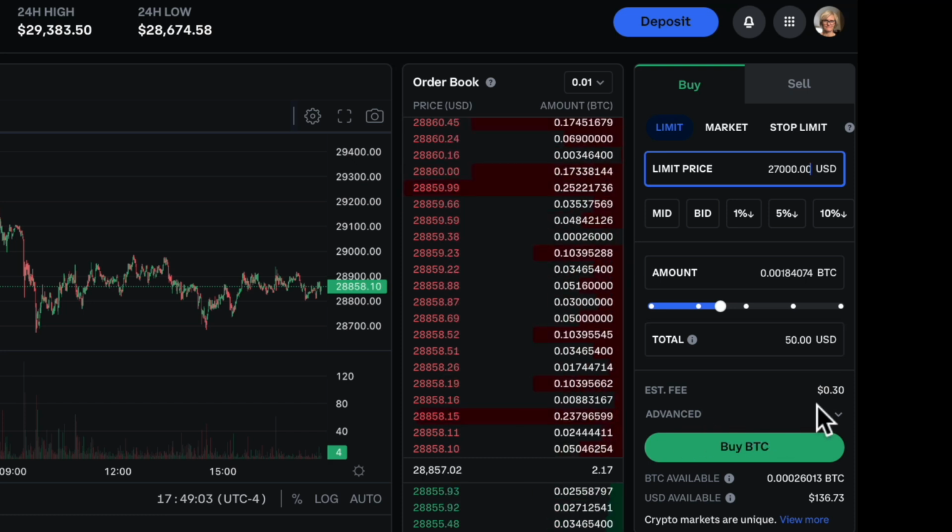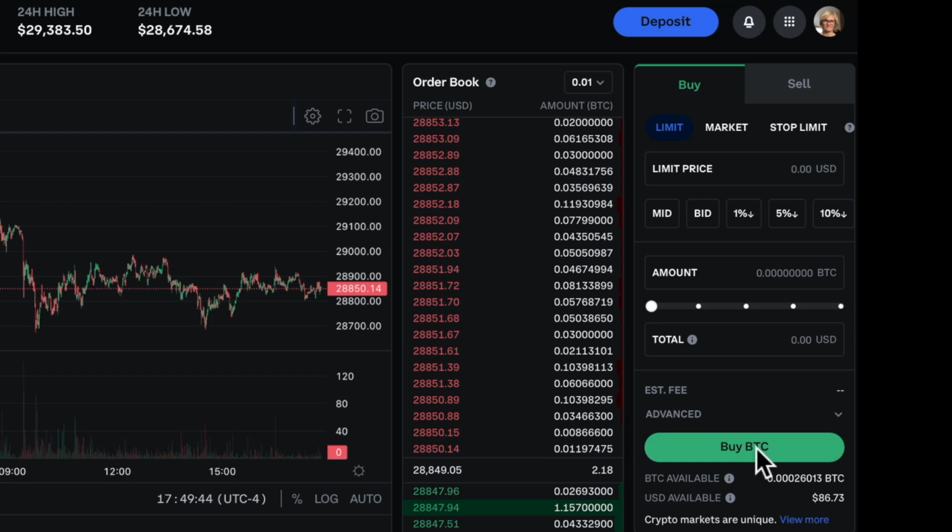The estimated fee is 30 cents, which I think you'll notice right away is significantly less of a fee than if you buy it using the simple trading platform. So I'm going to click buy BTC, and then my order is going to sit on an order book. So here we go.